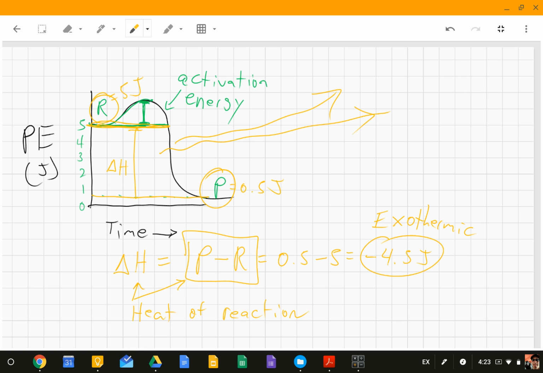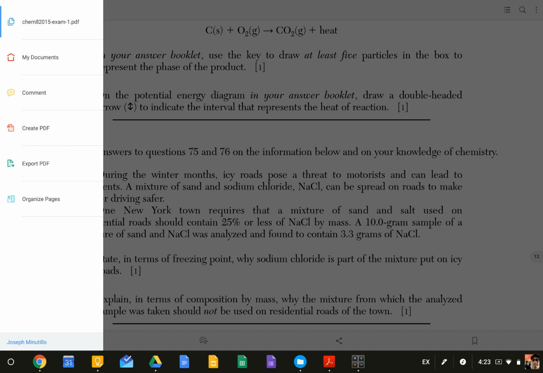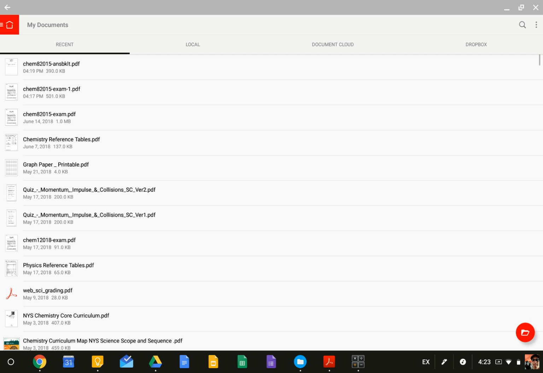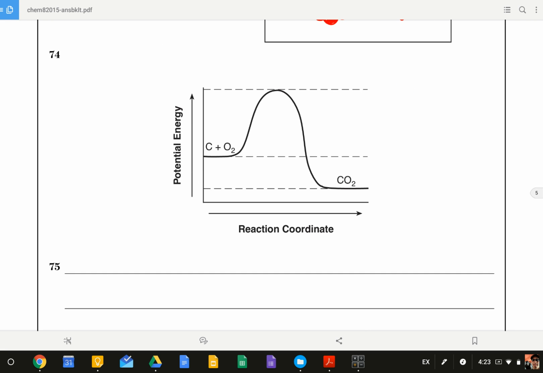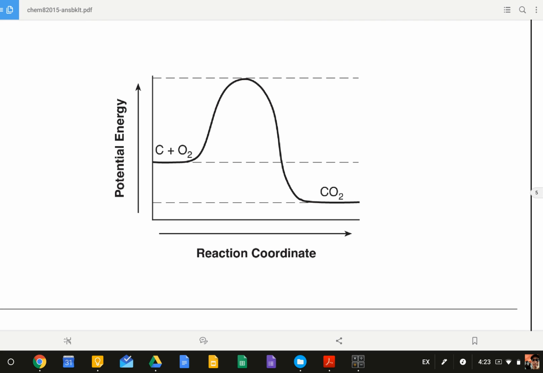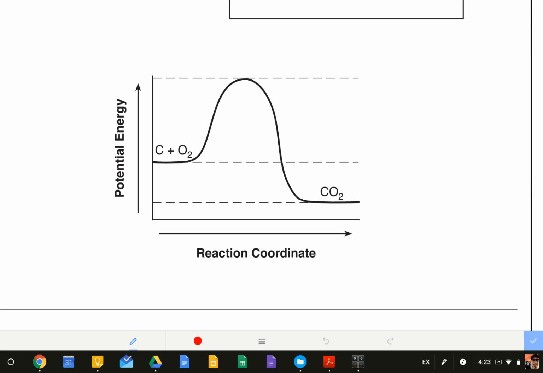So if we go to the booklet, let's go back to the answer booklet. And we go to the chart they gave us. Yep, see? Reactants, products. So let's label this. Okay, so we have our reactants, we have our products. If we notice, reactants have more energy than products. So this is an exothermic reaction.